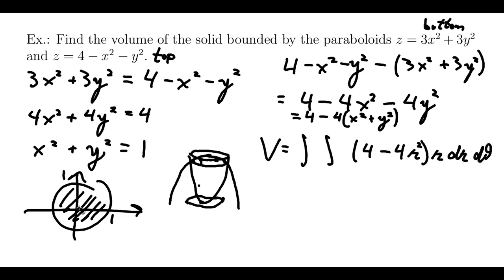R, if you think about drawing segments or rays or whatever coming from the origin shooting outward, the upper bound on r is always that circle of radius 1, so r goes from 0 to 1. Theta, we have this full disk, not a portion of it, so we're going from 0 all the way around to 2 pi.